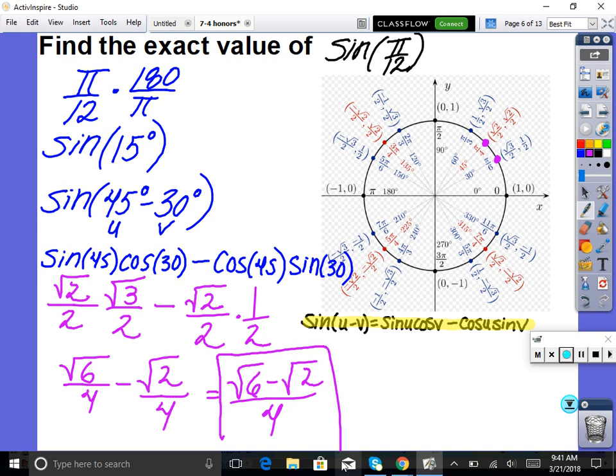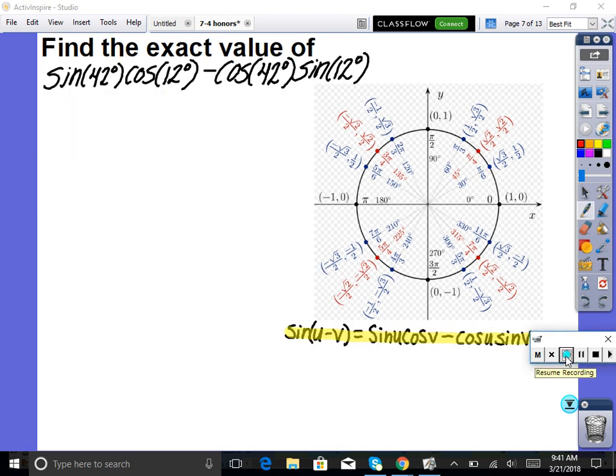Not necessarily. How can I know if it's correct? You would type into your calculator sine of 15 degrees, get the decimal, and compare it to your exact answer. Which it does come out right. Let's do another one. But first, looking at this one, it says, find the exact value of this.